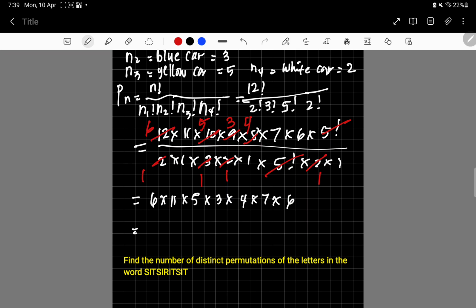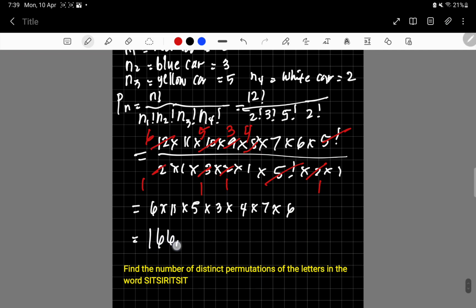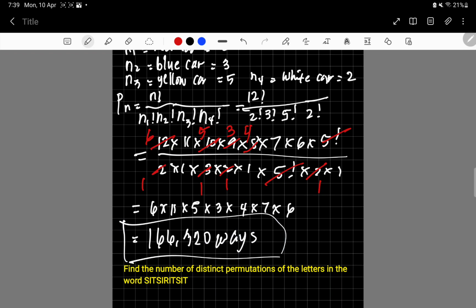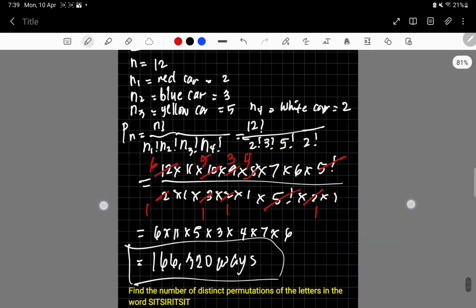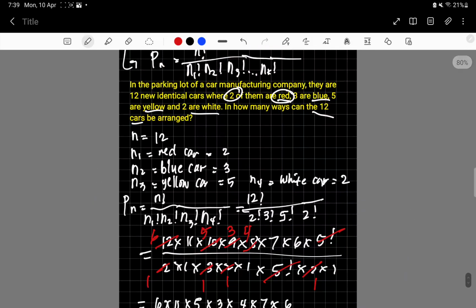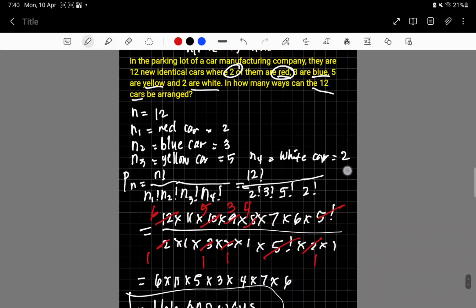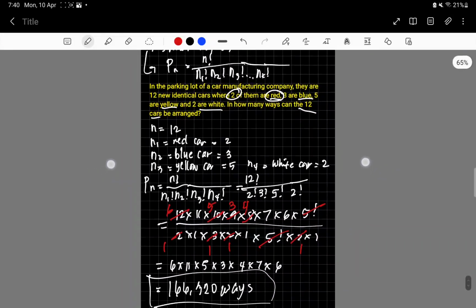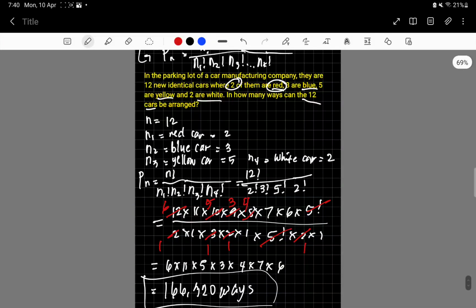So that is, get the product of this one, 6 times 11 times 5 times 3 times 4 times 7 times 6. Okay, so the product is 166,320. So it means there are total of 166,320 ways we can arrange the 12 cars with identical cars. So you may take a screenshot on this part para i-reviewin nyo pa din.